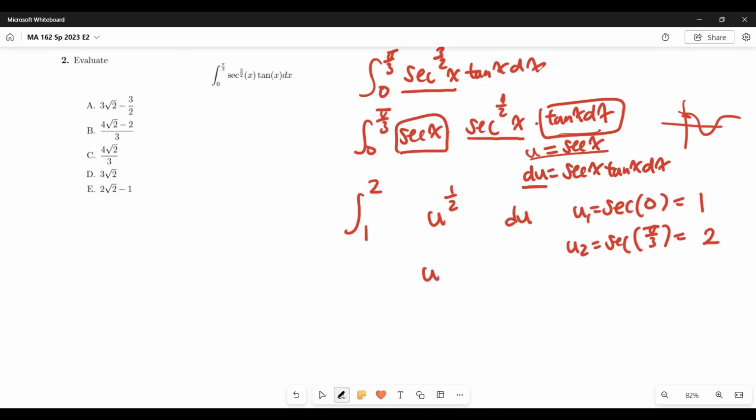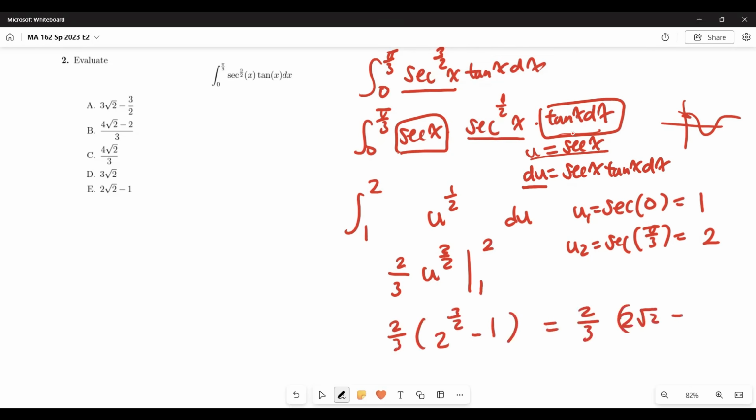Then this is u to the 3/2 times 2 over 3, right? And from 1 to 2. So this is 2 over 3 times (2 to the 3/2 minus 1). So this can be written as 2 over 3 times (2 square root of 2 minus 1). So this is (4 square root of 2 minus 2) over 3. So the answer for this question is B.